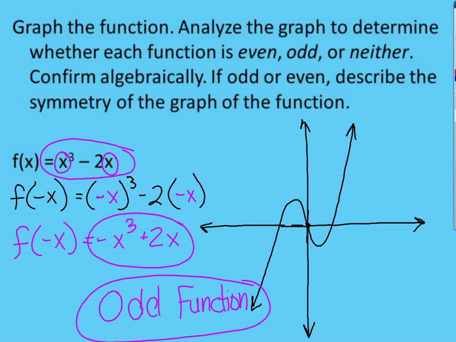Which is also what our graph showed. Because the graph is symmetric about the origin, it should be an odd function. If we would have plugged in a negative x, and it would have looked exactly the same when we were done, so if it would have still looked like x cubed minus 2x after we simplified, that would have been an even function, which indicates that it's symmetric about the y-axis.